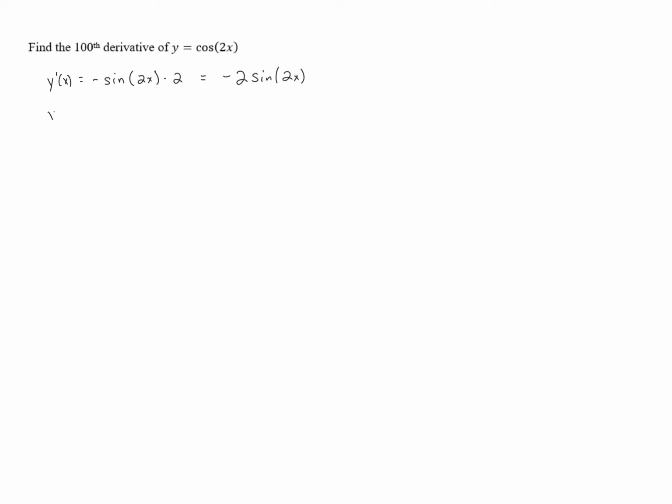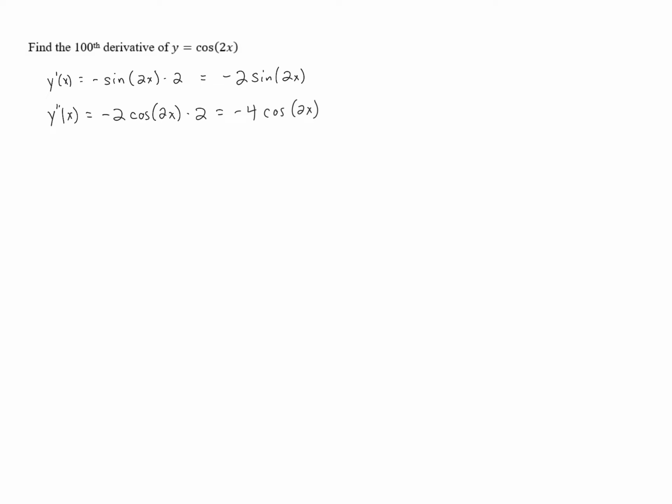All right, let's look at the second derivative. We've got the negative 2 out front, so I'm just going to keep that negative 2 out front and then take the derivative of sine of 2x. The derivative of sine of u is cosine of u, so that's cosine of 2x, times the derivative of the inside. Again, the derivative of 2x is 2. And now we've got negative 2 times 2, which is going to be negative 4 cosine of 2x.